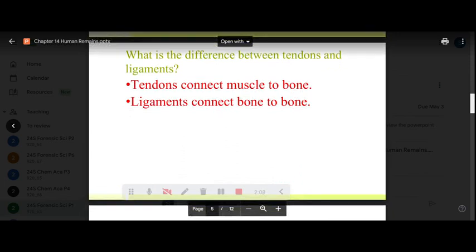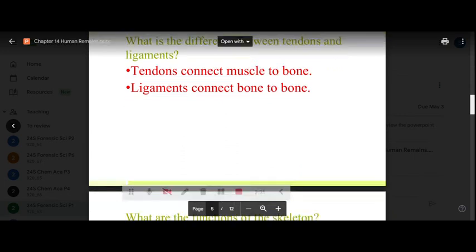So what is the difference between tendons and ligaments? So guys, this is a very important one. Tendons connect muscle to bone, okay? And then ligaments connect bone to bone. So again, tendons connect muscle to bone and ligaments connect bone to bone.